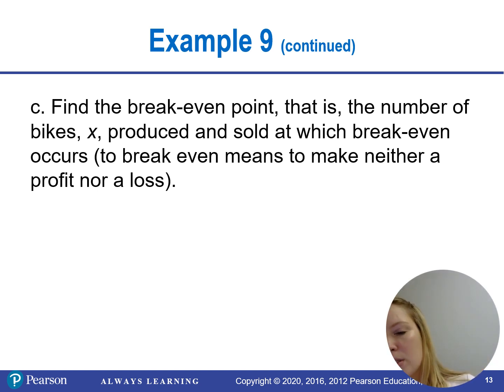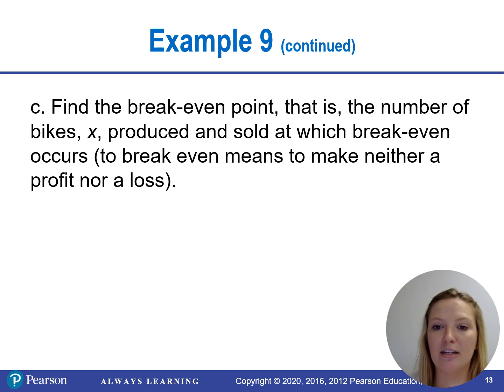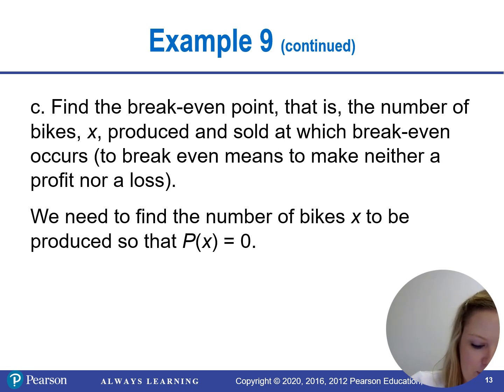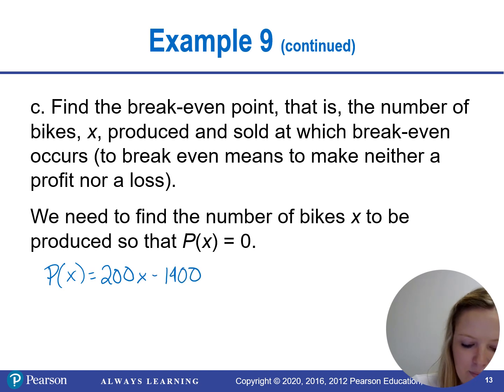So if we want to know the break-even point, or the number of bikes that the manufacturer has to produce and sell to break even, given those overhead costs, then what we need to do is find the number of bikes x so that the profit function equals 0. The profit function, again, was P of x equals $200 for every bike minus the $1,400. So we need to find when P of x equals 0. That means I'm going to solve for x when the profit is 0.